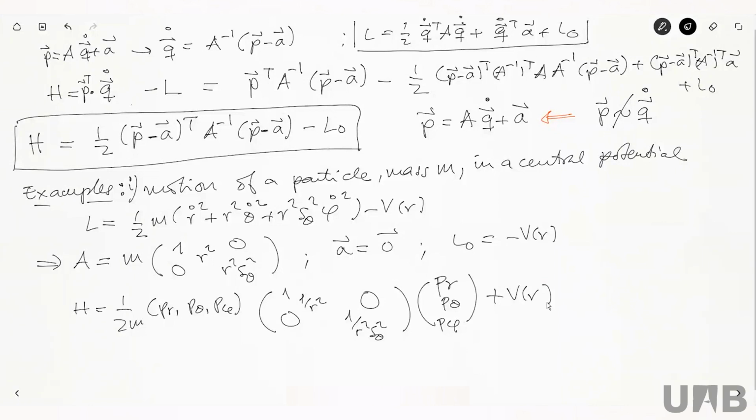Okay? So that's exactly the Hamiltonian that we found the other day for exactly this system, a particle of mass m in a central potential. So it's an example of how these things actually connect to each other, as we saw. So that's one example. That's a simple one. Let us look at another example in which there is a linear term in velocities, okay?